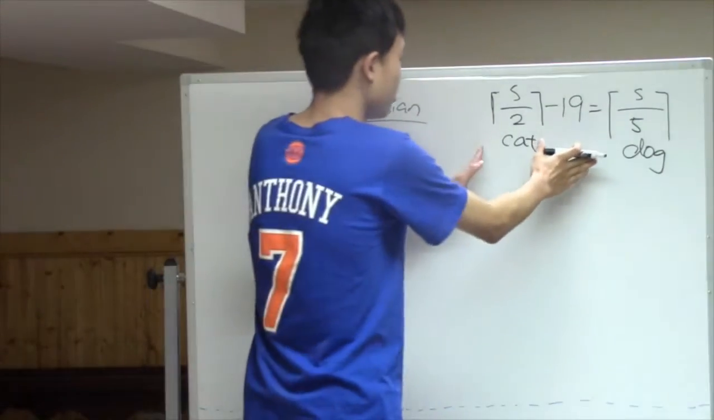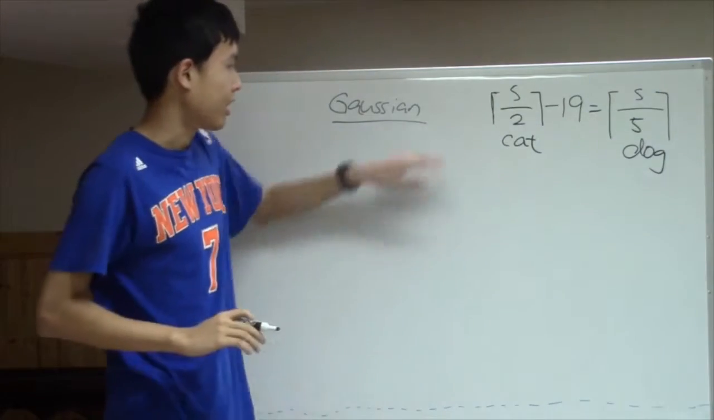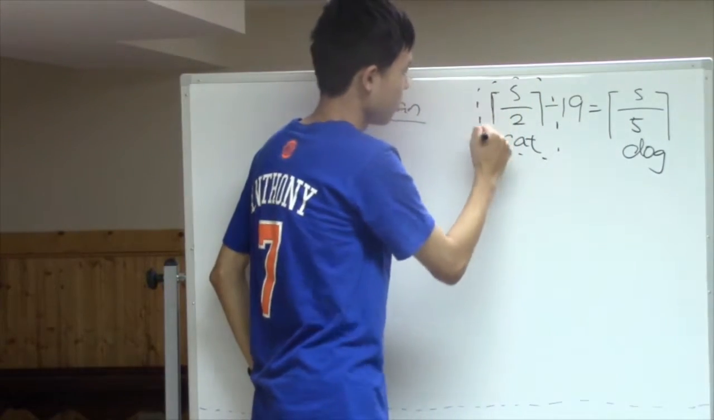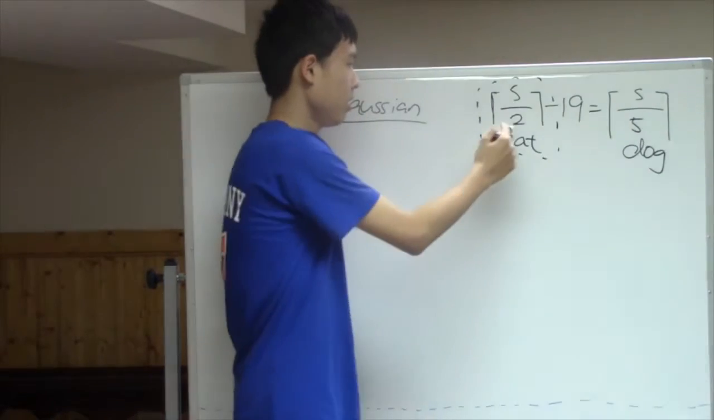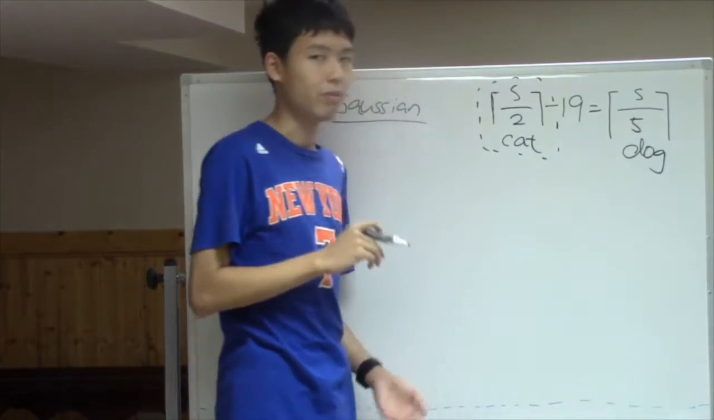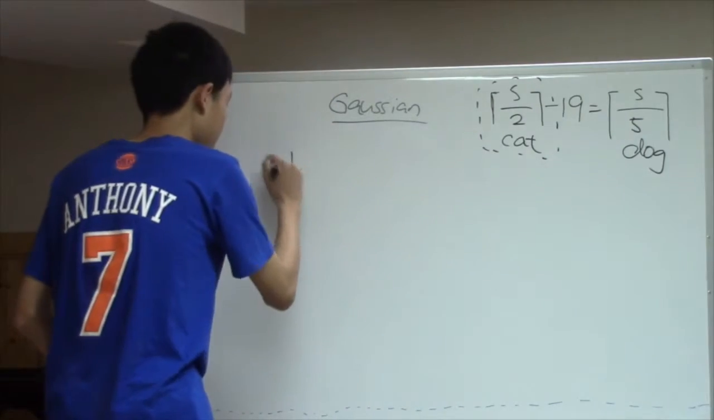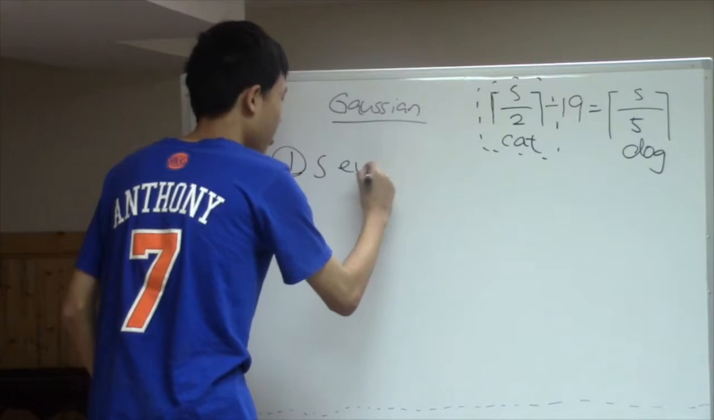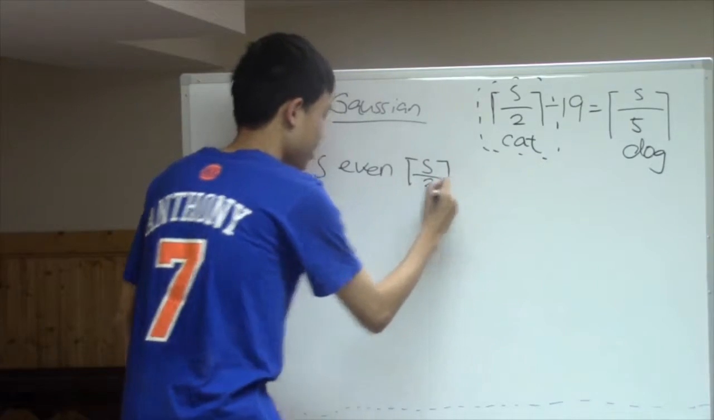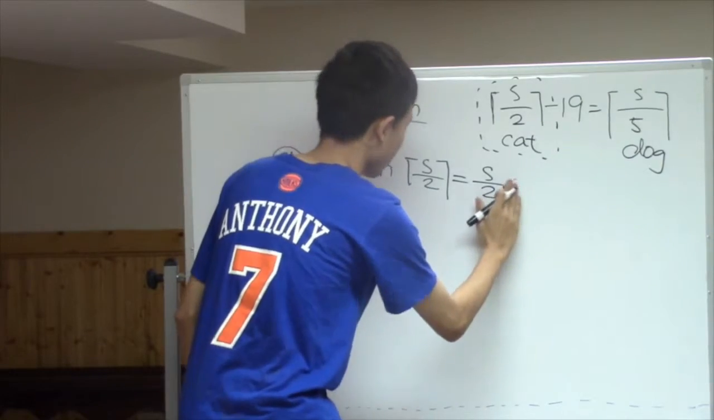And they tell us the difference between them is 19. So what we can do is divide this into 2 cases, because if S is an even number, you can just ignore this Gaussian function. But if S is an odd number, it's something point 5, and we simply add 0.5 to round it up. So 2 cases. The first one is when S is even. That means S over 2 with the ceiling function just equals S over 2.